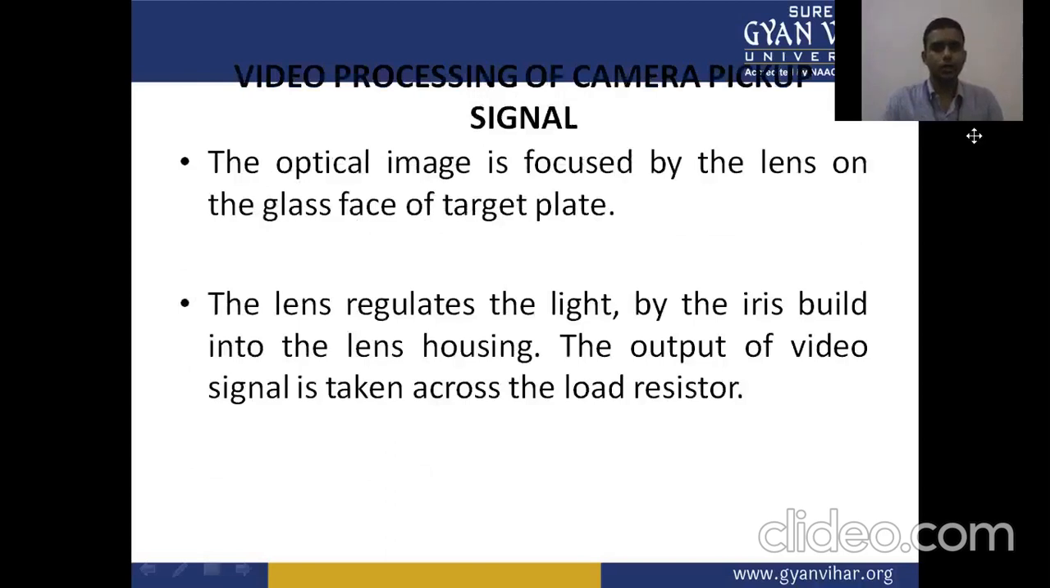Video processing of the camera pickup signal. How is the video processed by the camera pickup signal? The optical image is focused by the lens on the glass face of the target plate. The lens regulates the light by the iris built into the lens housing. The output video signal is taken across the load register.